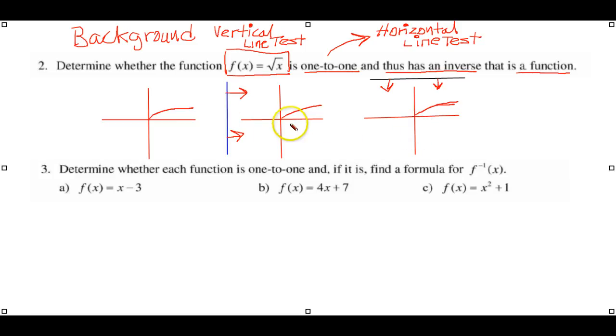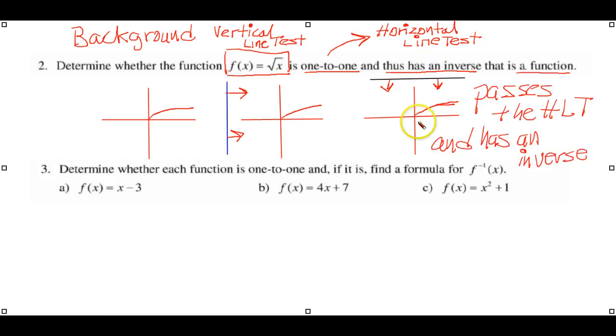Passes the vertical line test, it's a function. It's saying that it is a function. But does it pass the vertical line test? I'm sorry, the horizontal line test. And it does. Therefore, this has a one-to-one relationship, this function, and it does have an inverse.